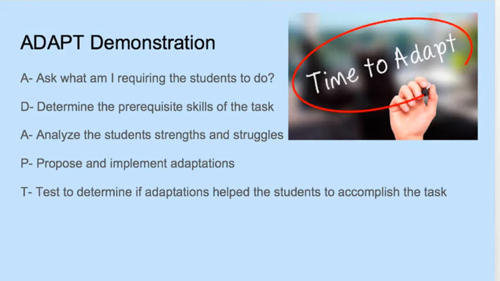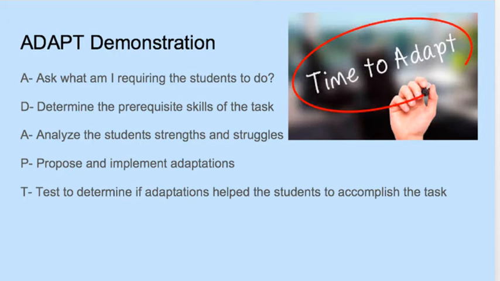The A stands for analyze. So the teacher has to analyze the student's strengths and struggles. Just like we do when we implement differentiation for instruction, we must do this as well for behavior intervention plans. So I know that Mike struggles with forgetting to write down his homework completely and leaves many books in school and comes to school without his homework complete. P stands for propose and implement adaptations.